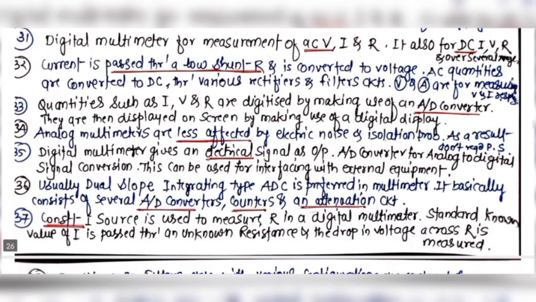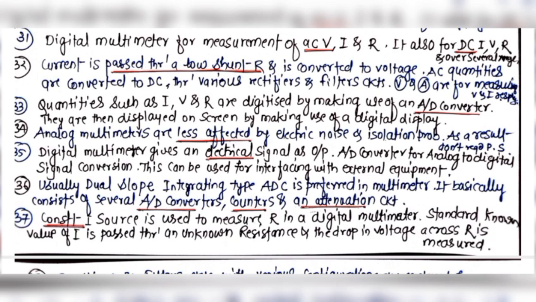Digital multimeter for measurement of AC voltage, current and resistance. It is also for DC current, voltage and resistance, in several ranges. Current is passed through a low shunt resistance and is converted to voltage. AC quantities are converted to DC through various rectifiers and filter circuits. Voltmeter and ammeters are for measuring voltage and current respectively.